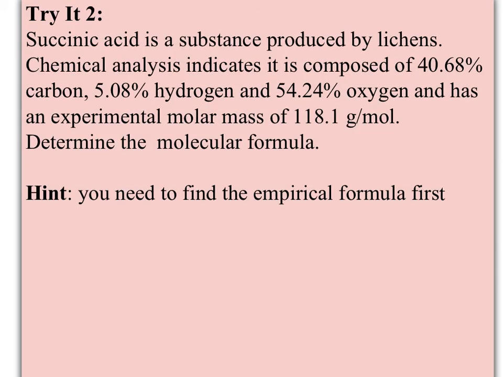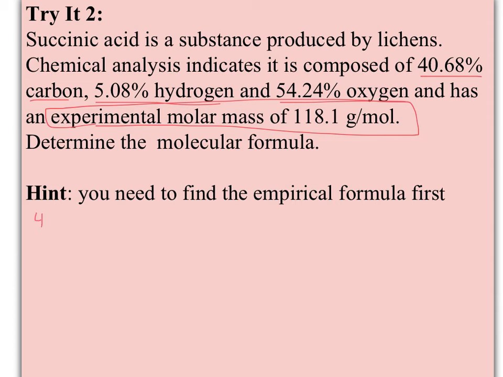Here's another one for you to try. Succinic acid is a substance produced by lichens. Chemical analysis indicates it's composed of 40.68% carbon, 5.08% hydrogen, and 54.24% oxygen, and has an experimental molar mass of 118. Determine the molecular formula. And again, you're going to need to find the empirical formula first. So go ahead and pause and see what you can do on this problem.